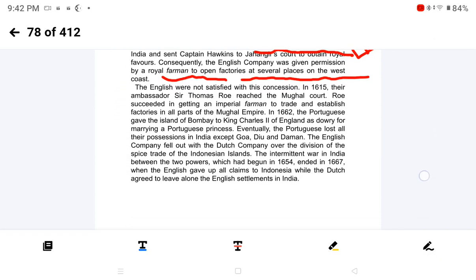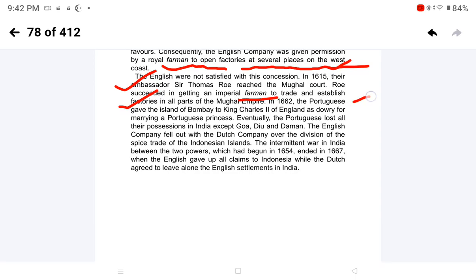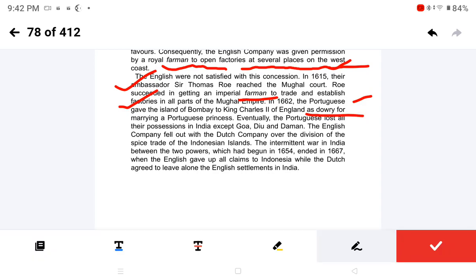The English were not satisfied with this concession. In 1615, their ambassador Sir Thomas Roe reached the Mughal court. Roe succeeded in getting an imperial firman to trade and establish factories in all parts of the Mughal Empire. In 1662, the Portuguese gave the island of Bombay to King Charles II of England as dowry for marrying a Portuguese princess.